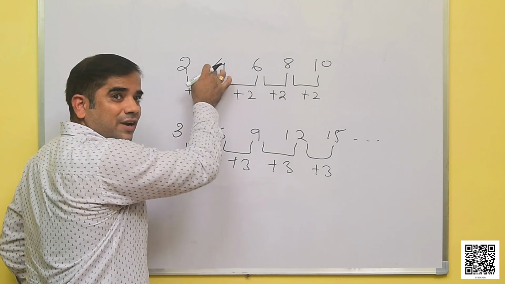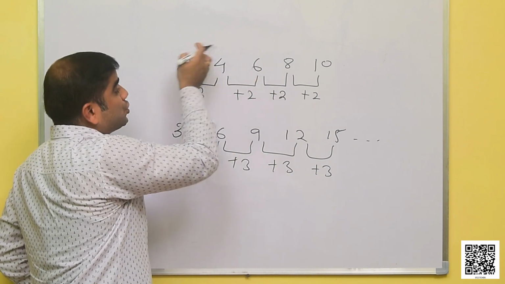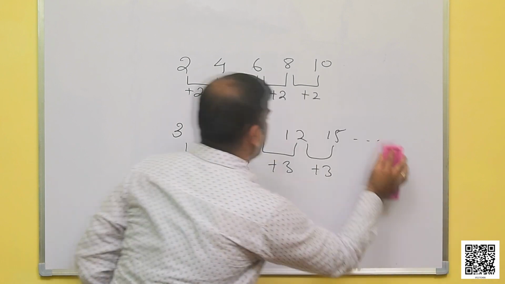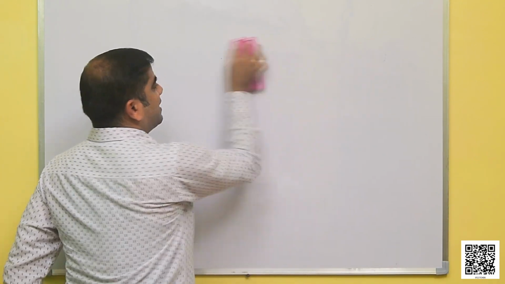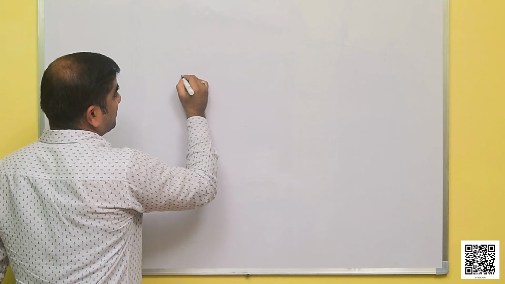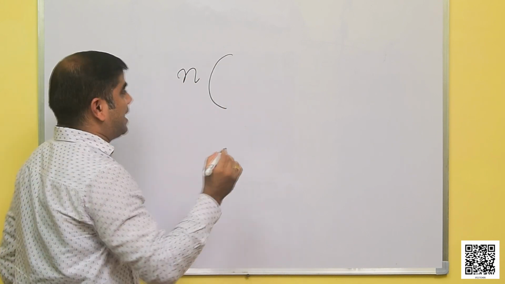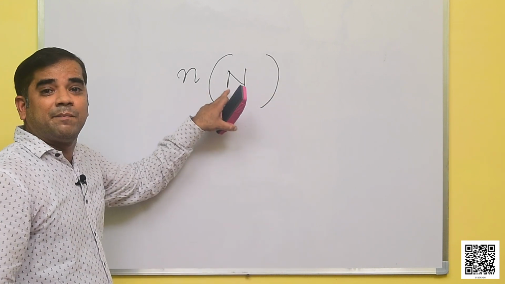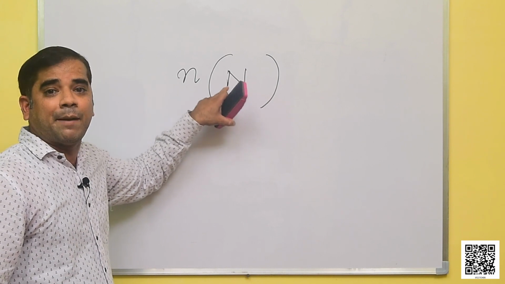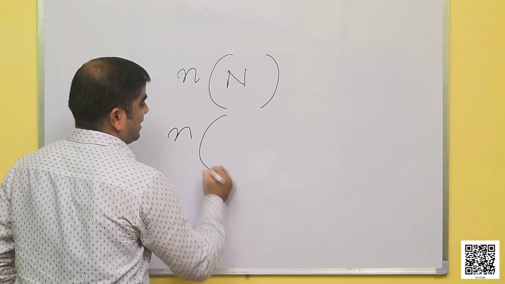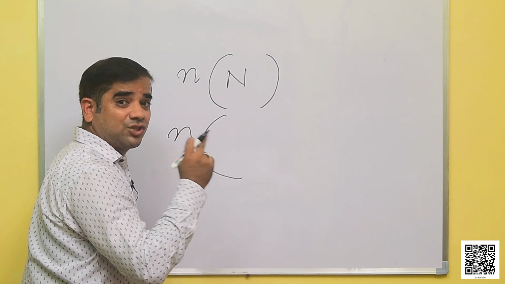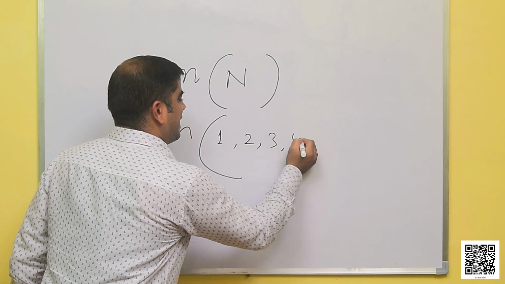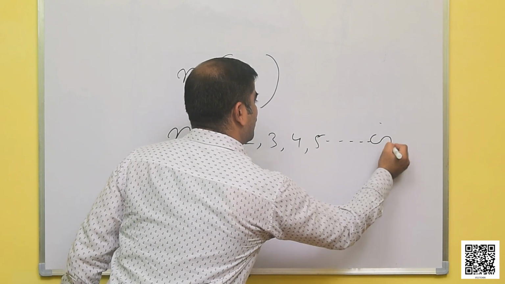See, 2 2s are 4. Again, 2 3s are 6, 2 4s are 8, 2 5s are 10. That means I can represent the multiples in a very simple way: any number multiplied with the natural number series. The set of natural numbers is written with a capital N. It starts with 1 and goes to infinity: 1, 2, 3, 4, 5, and so on up to infinity.